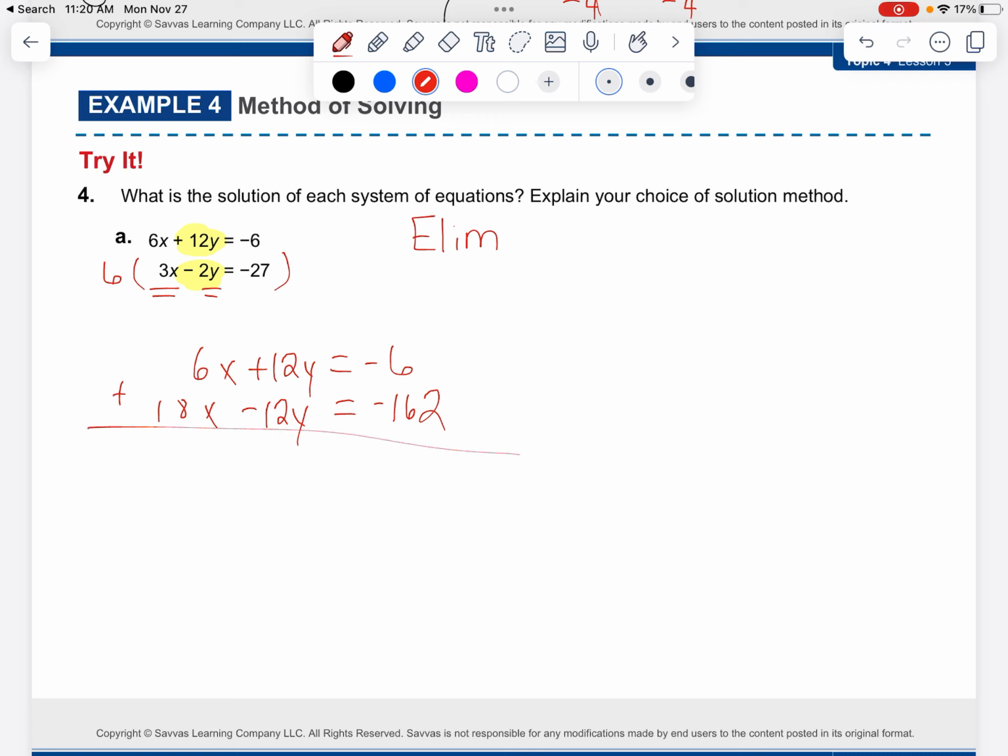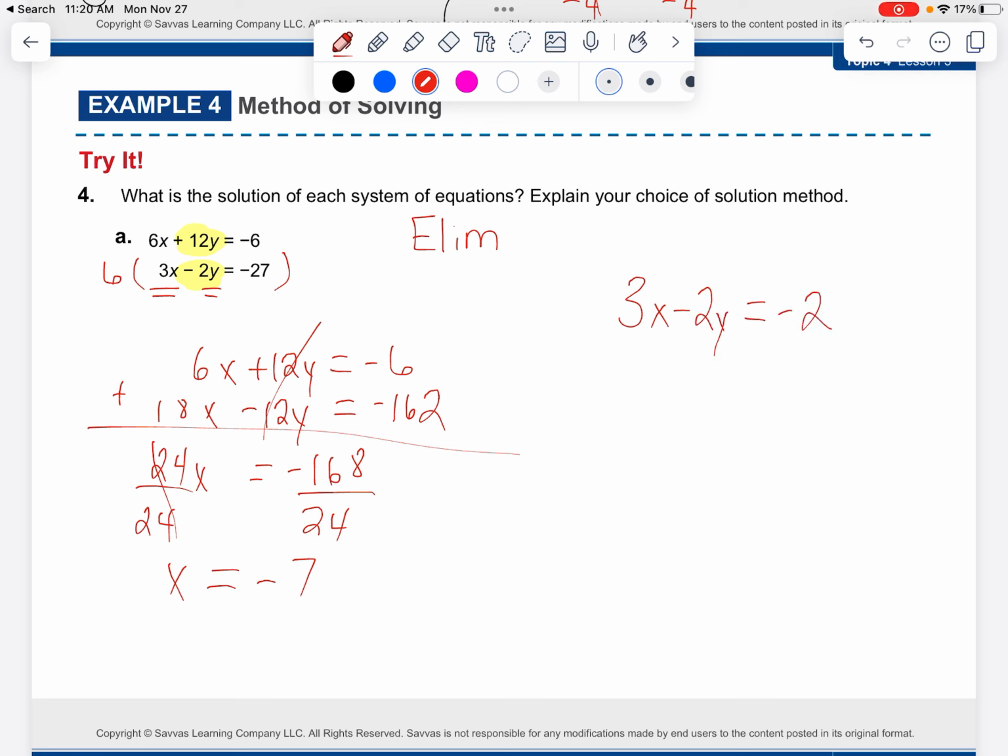We're going to add. Our y's cancel. We have 24x equal to negative 168. We divide by 24, and x is going to equal negative 7. Knowing x is negative 7, I'm going to take my second equation and substitute x with negative 7.